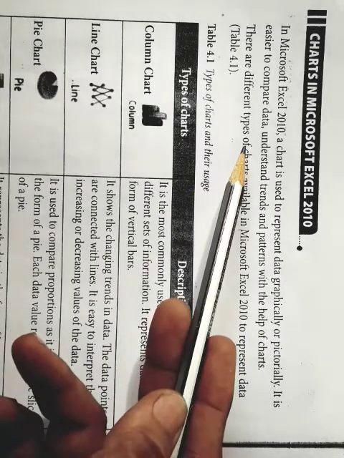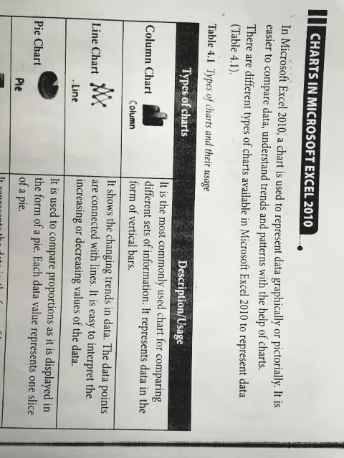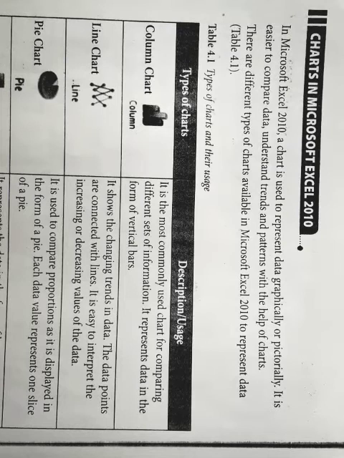What does it mean by trends? Trend means rise or fall in a particular thing. You can say rise or fall in price, rise or fall in demand, rise or fall in supply, etc. So trend means rise or fall. And also you can understand the patterns with the help of charts. You will come to know the different patterns with the help of charts.